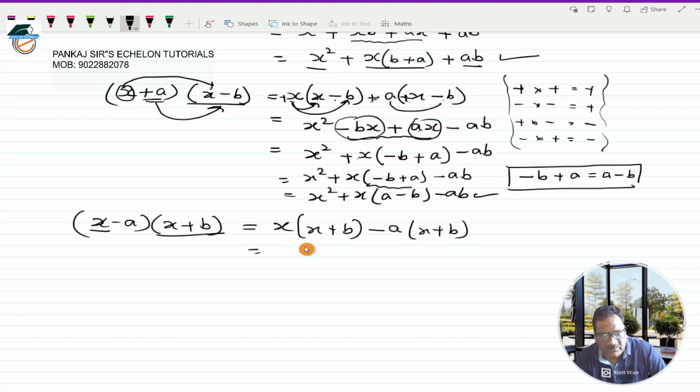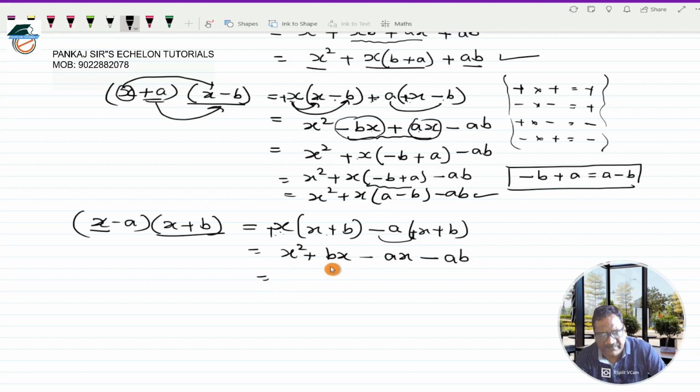Now I am going to remove the bracket, so x into x will be x square. This is plus, so plus into plus is plus, and b into x will be bx. Then coming here, this is minus into plus is minus. Here there is a plus, so plus into minus is minus, and a into x will be ax. Then coming to this, plus into minus is minus, and a into b is ab.